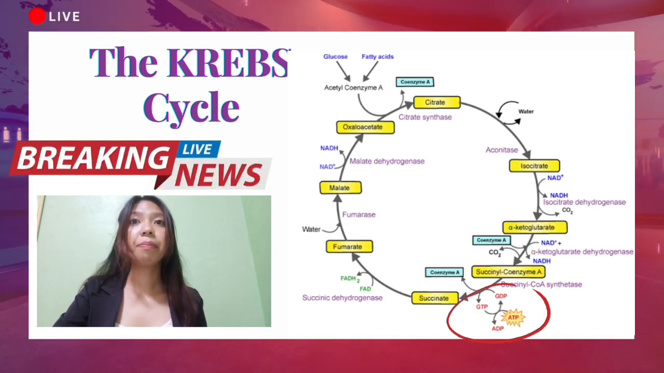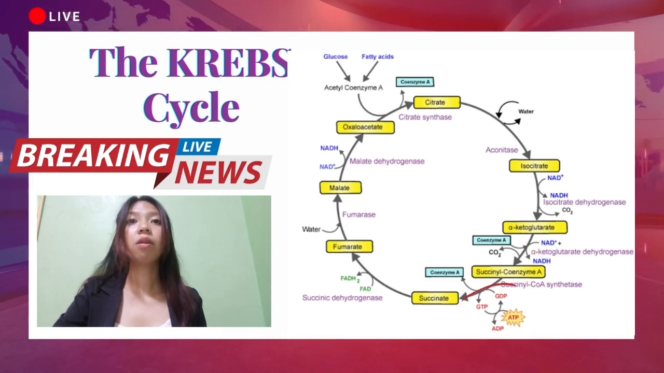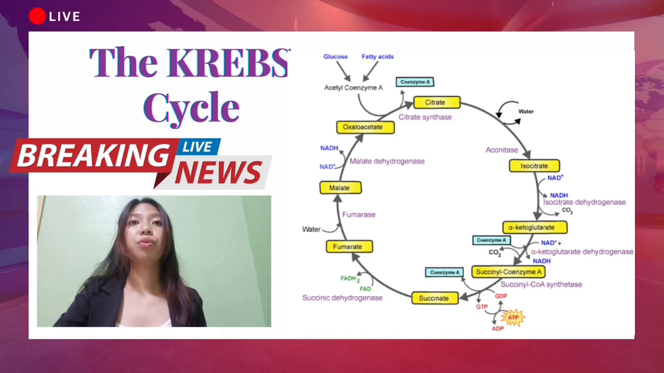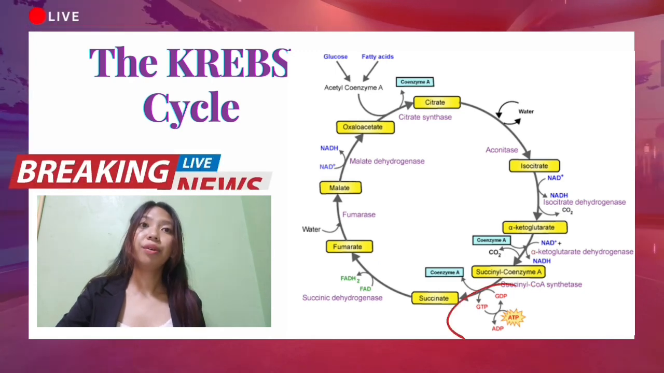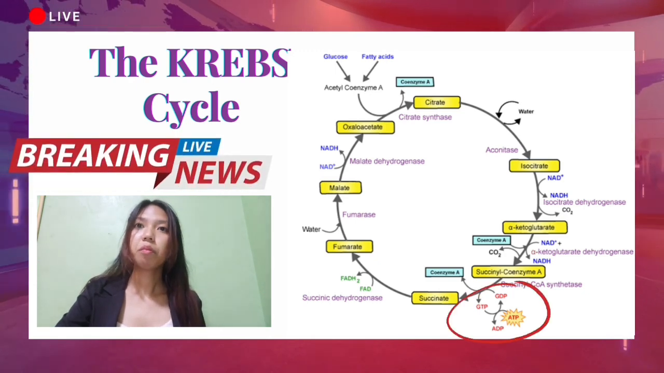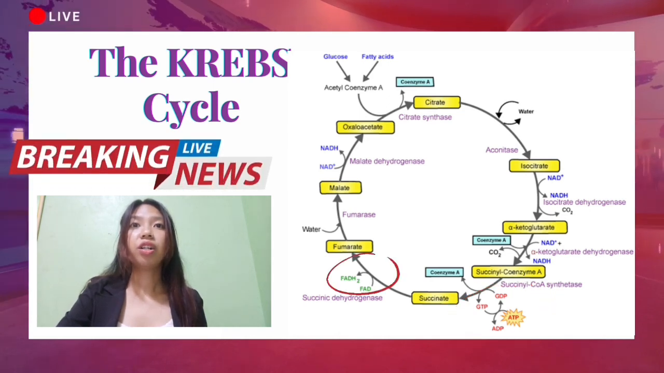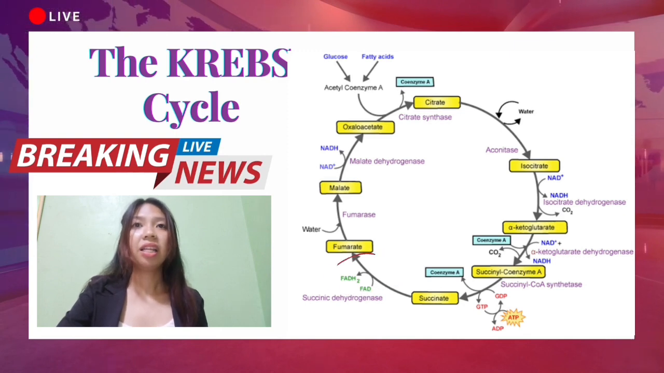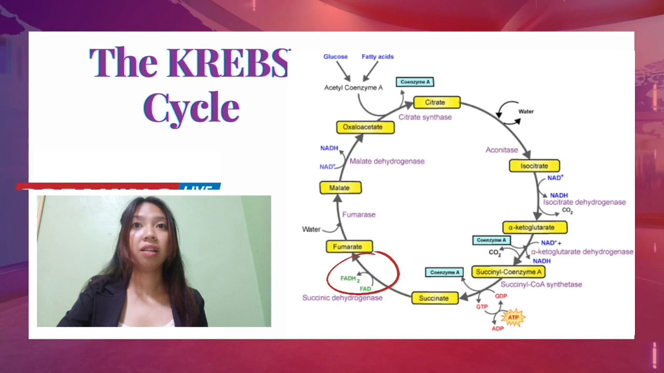In the fifth step, we have succinyl-CoA to succinate. It is catalyzed by succinyl-CoA synthetase, and as we can see, a GDP is converted to GTP, and so it becomes ATP. In the sixth step, we have succinate to fumarate. The succinate dehydrogenase oxidizes the succinate molecule, producing fumarate. In this step, the FAD molecule is reduced into FADH2 as the enzyme eliminates the 2 hydrogens.